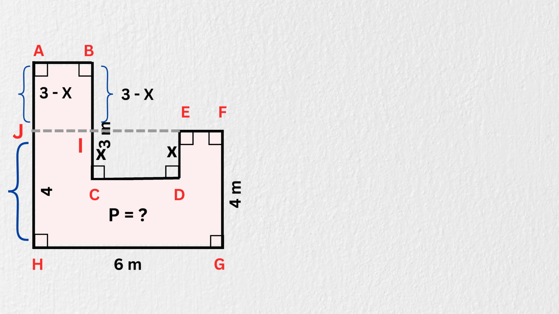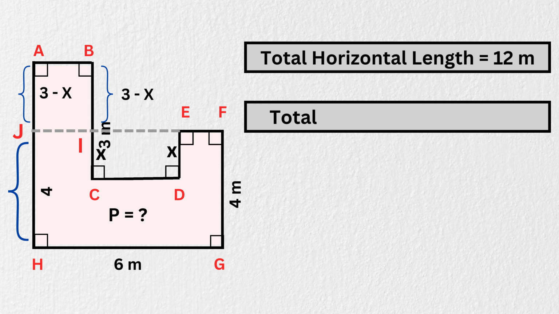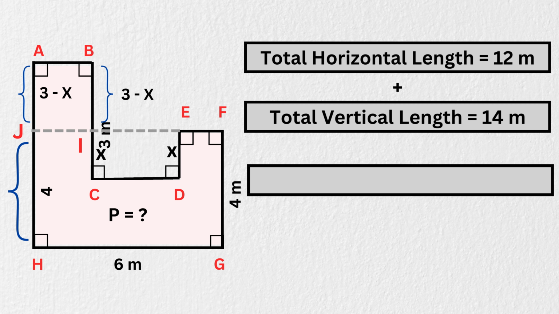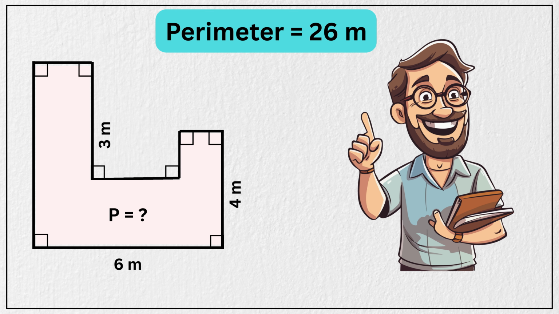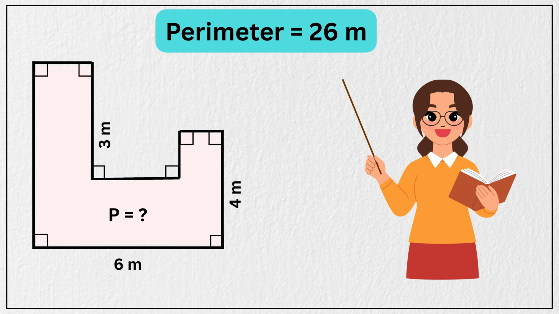So now we have total horizontal length as 12 meters and total vertical length as 14 meters. Adding both gives us the total perimeter of the figure. 12 meters plus 14 meters, which is 26 meters. So, even without knowing every side individually, we found the total perimeter by being strategic. The unknowns canceled themselves out, and we were left with a clean and complete answer.